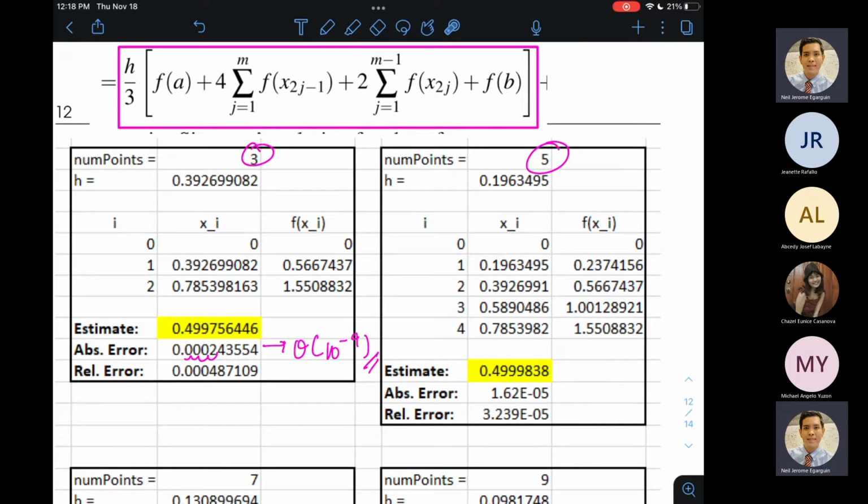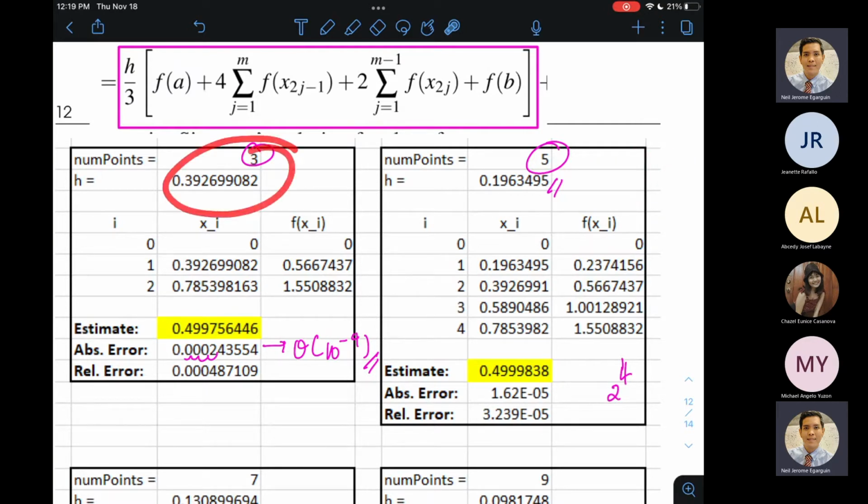Let's see if that was expected. Okay, so yung error ay nangalahati rito. Alright? So yung step size ay nangalahati. So ibig sabihin yung absolute error dapat ma-divide by 2 to the 4th. Okay? Yung step size divide by 2. Yung method ay order big O of h to the 4th.